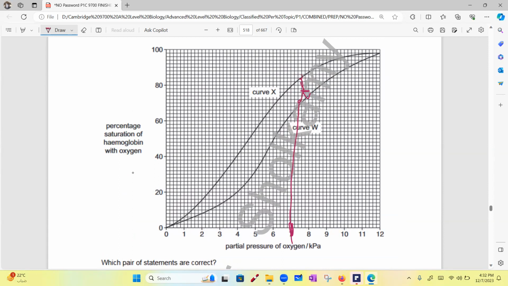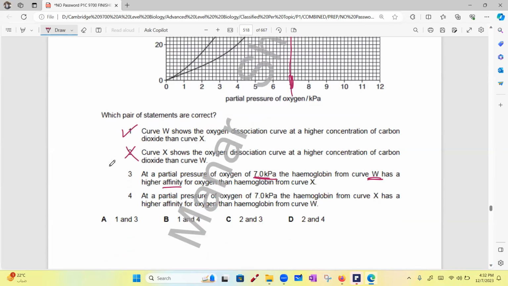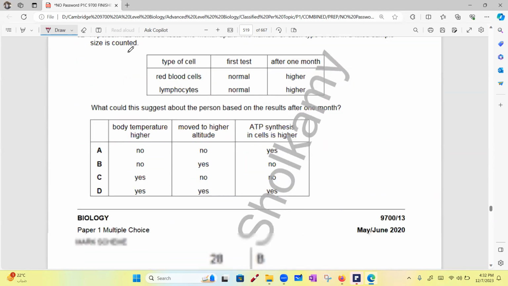So, which has more affinity, Yassine, W or X? X. X. And what did they say? They said W or X? We said W. So 3 is right or wrong? Wrong. Wrong, correct. 4. At a partial pressure of oxygen, it's the opposite, so it's correct. Let me read it. From curve S has a higher affinity. Yes. So what is the answer? B. Yes. Again, if you don't know anything about this curve and you don't understand it, you will find this question very tough.